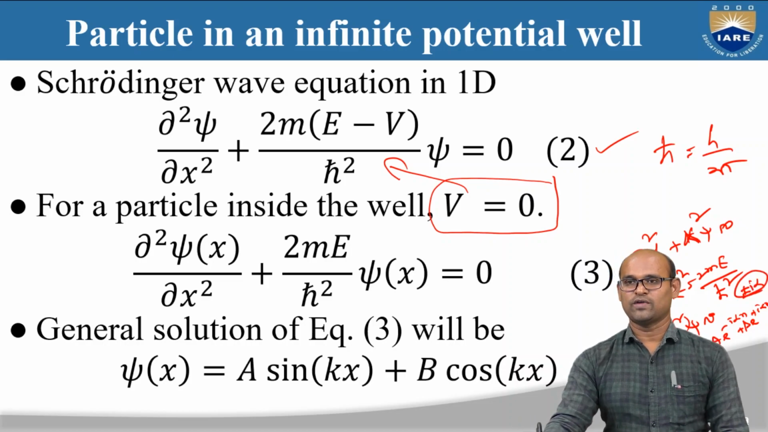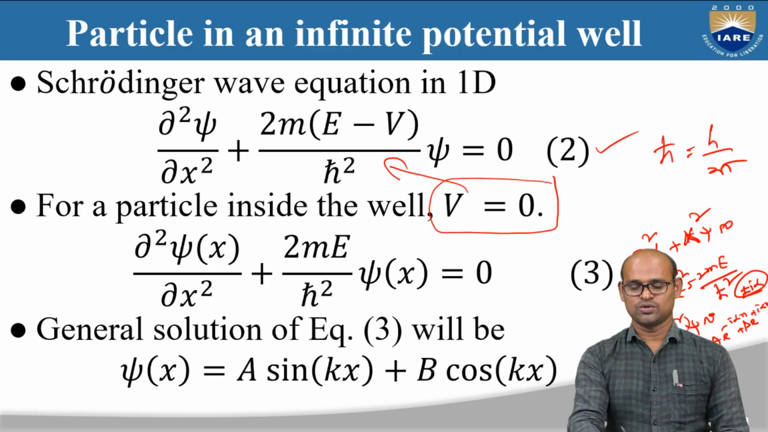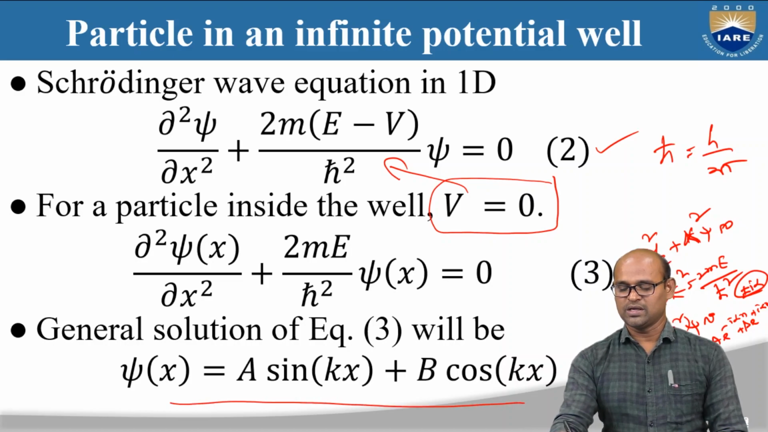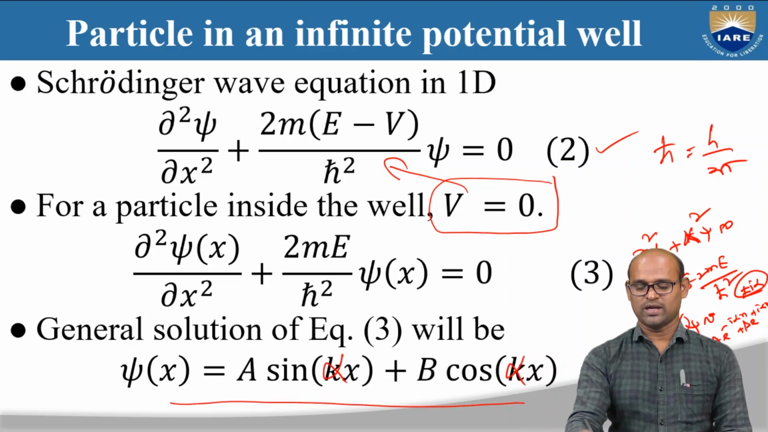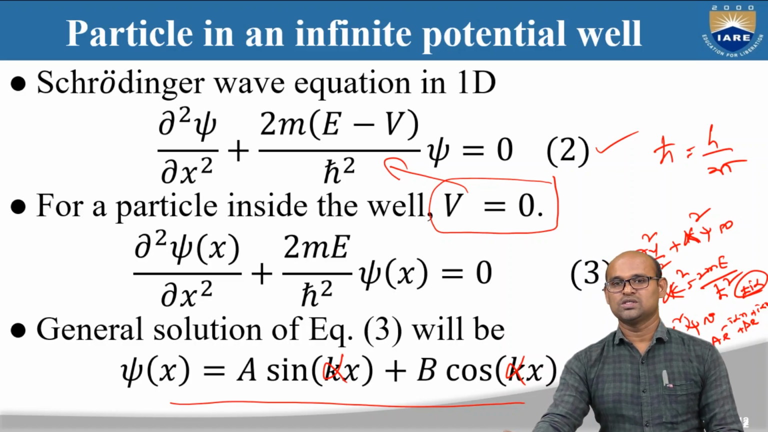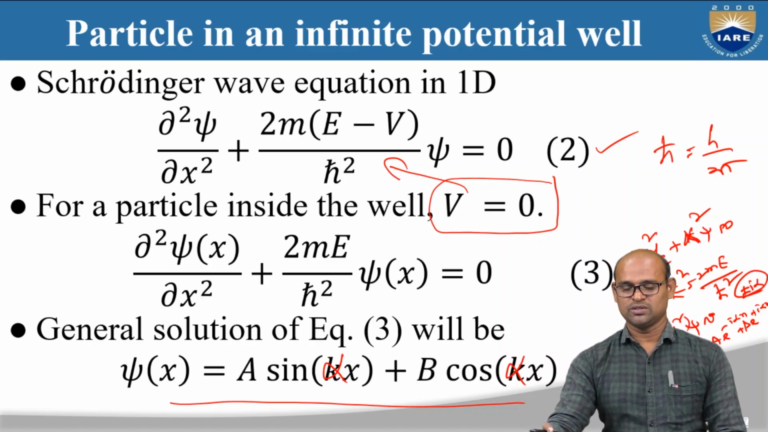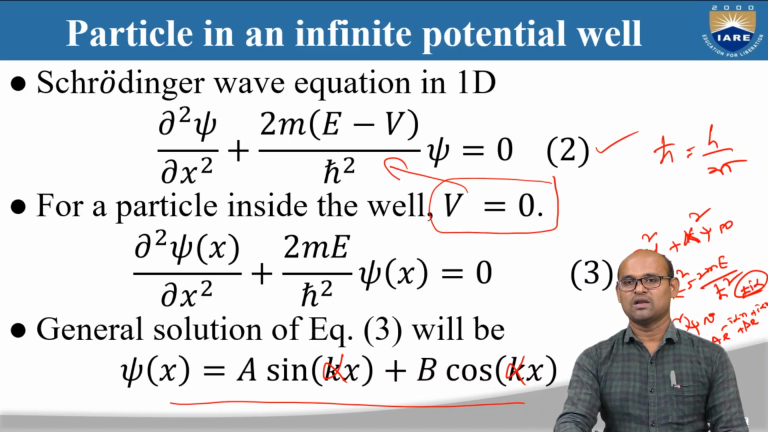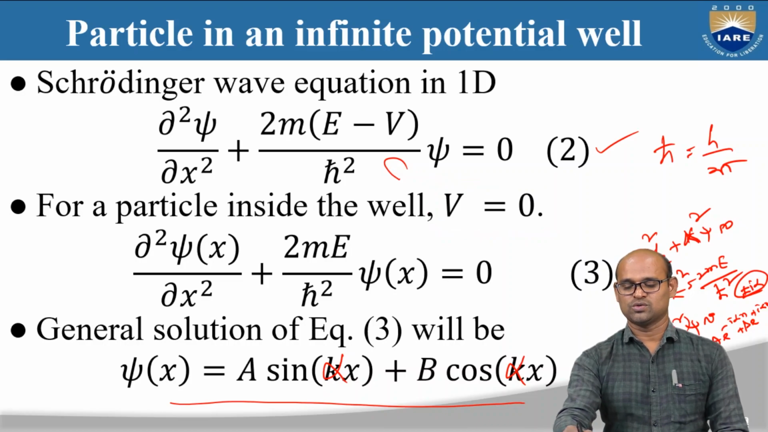This is one way of writing the solution, and another way of writing the solution is A sin kx plus B cos kx. I have used k, so I am going to write this as alpha. So this is the solution of the differential equation when we consider the particle inside the well, where the potential is 0. A sin alpha x plus B cos alpha x. So this is the wave function we got.